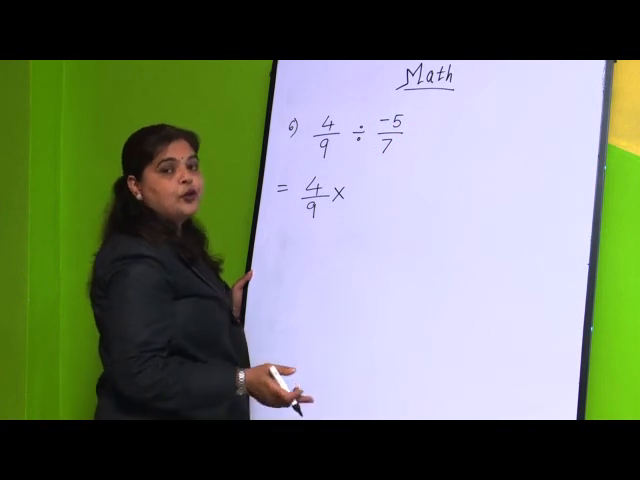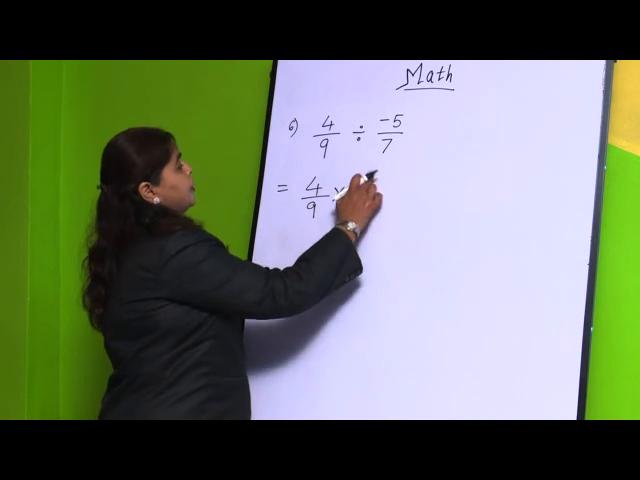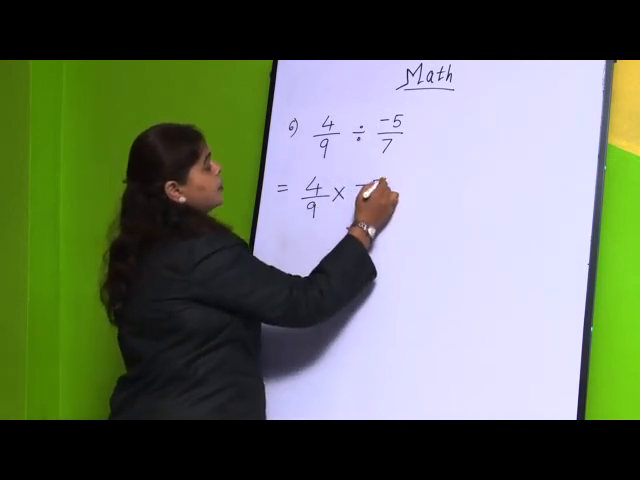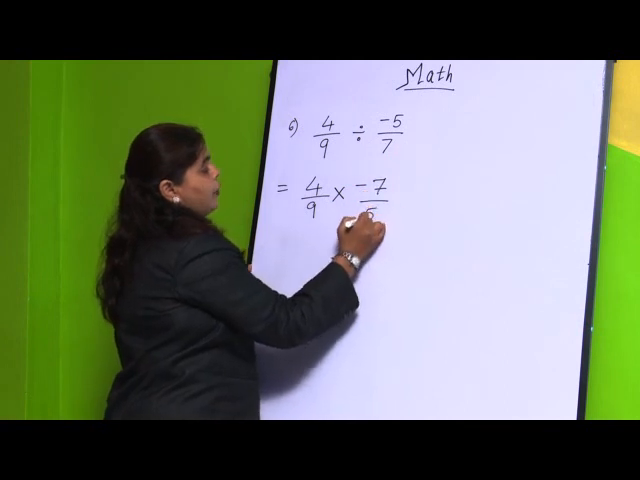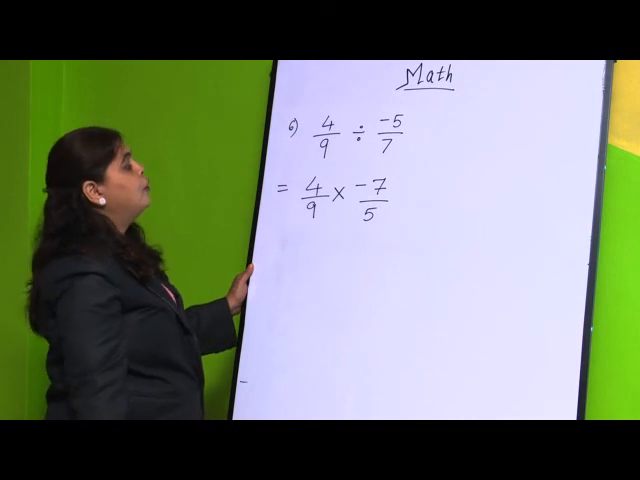So, change of a numerator to denominator and denominator to numerator. So, here the sign will remain as it is. So, here what is the reciprocal? It is minus 7 upon 5.